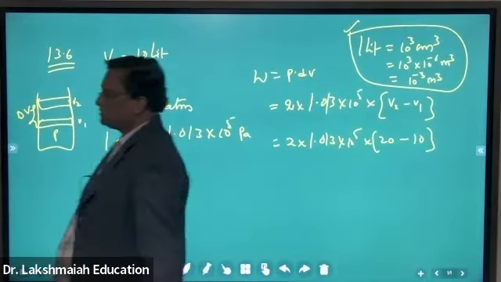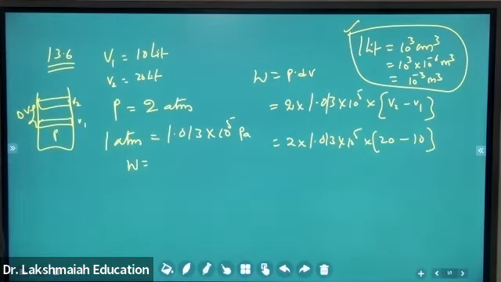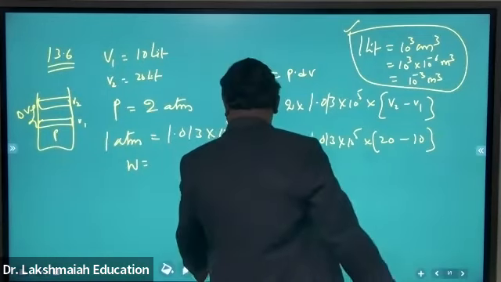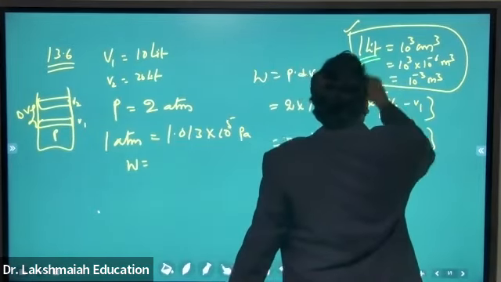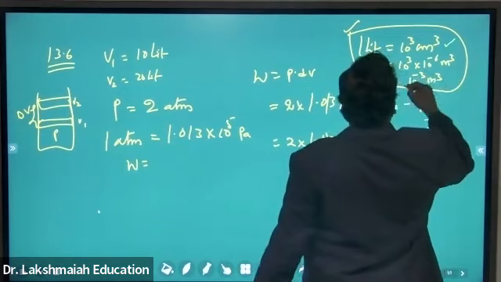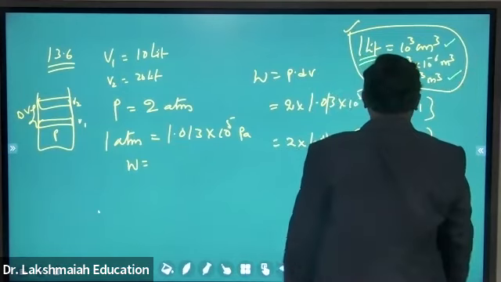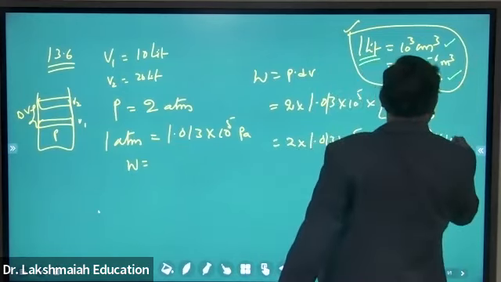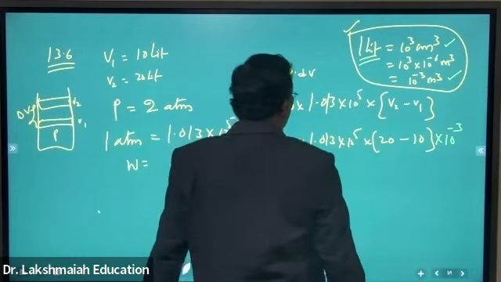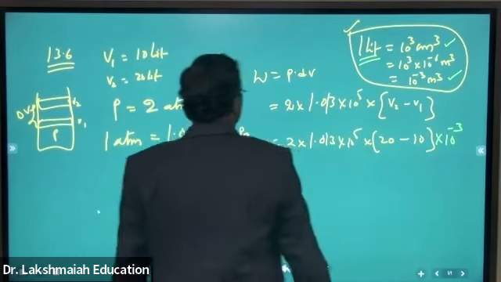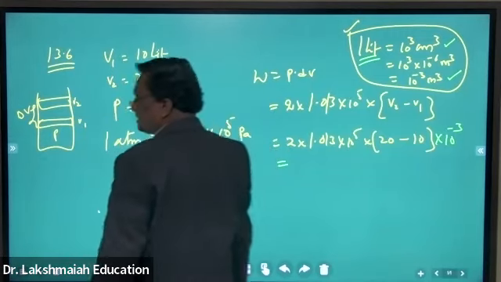Keshav. Sir. You write this one also. 1 liter is equal to 10 power 3 centimeter cube or 10 power minus 3 meter cube. So here you can convert it into meter cube, means 10 power minus 3. Do it. How much you get?